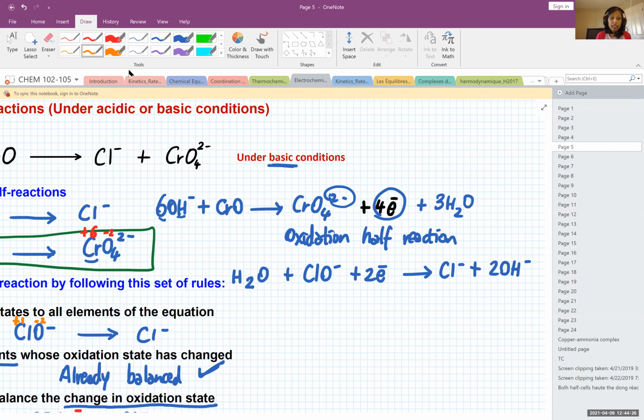But my problem here is that I've got 4 electrons in the oxidation reaction, but only 2 in my reduction reaction. So what I will do is I have to multiply my reduction equation by 2 in order to obtain 4 electrons. So this needs to be multiplied by 2.